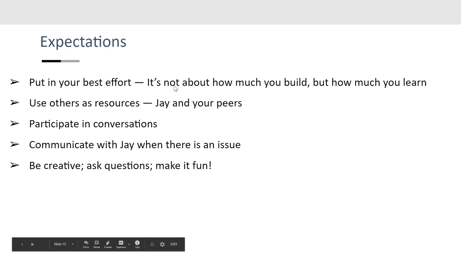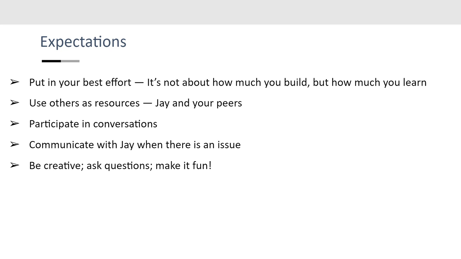Okay, in terms of expectations, my expectation for you and for myself, first of all, is that we all put in our best effort. It's not necessarily about how much you build. We are all coming to this module with different base understanding and competencies, so the point isn't to do more than anybody else. The point is to learn as much as possible and to have some fun doing it.